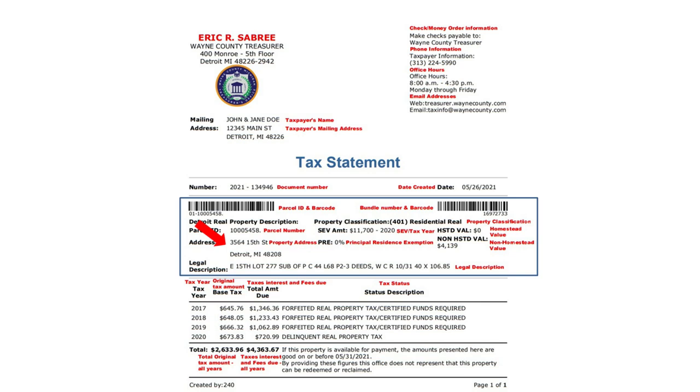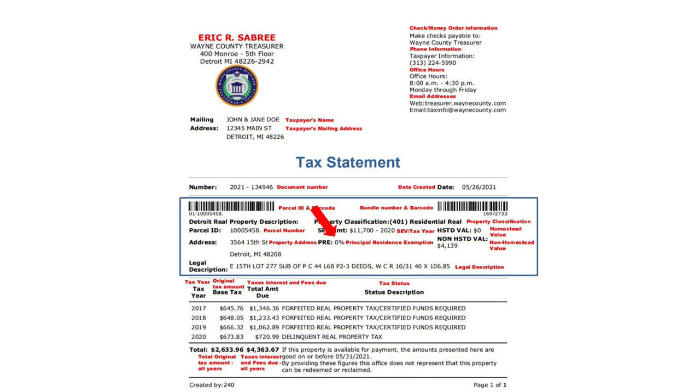The next line down has the address. This is the physical address of the parcel that is given to our office from the local assessor or treasurer. Some communities put a 0 as the number of the address, which is used for vacant lots.